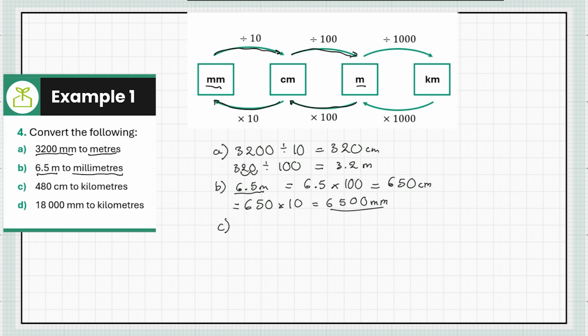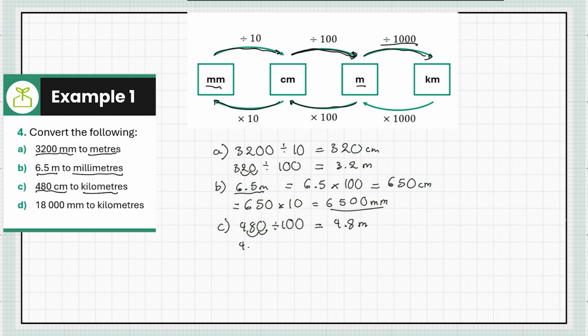Alright, let's look at C. So for C, we have 480 centimeters and we want to turn it into kilometers. So let's do our 480, and our first step from getting from centimeters to kilometers is going to be getting from centimeters to meters. So we're going to divide by 100. 480 divided by 100 just means move that decimal place twice to the left and we get 4.8 meters.